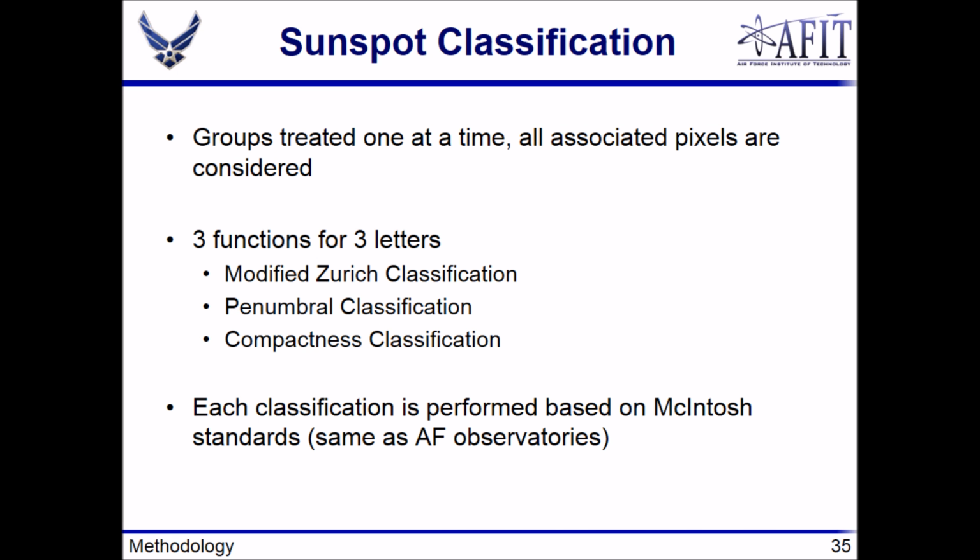So on slide 35 here, after we have the groupings, I want to classify those sunspot groups. The first step is that I basically have 3 different categories of the McIntosh classification. So 3 different functions for the 3 different letters. And each classification step is performed based on the McIntosh standard, which is the same as the Air Force observatories.